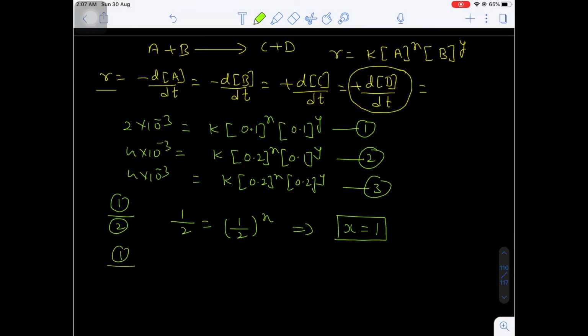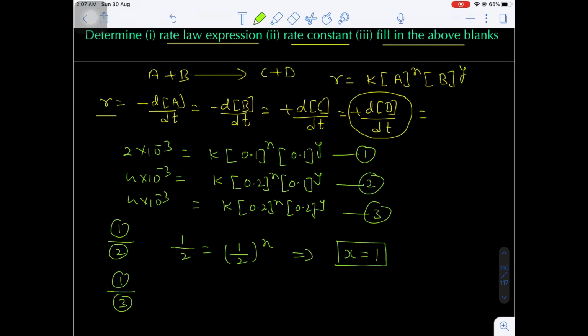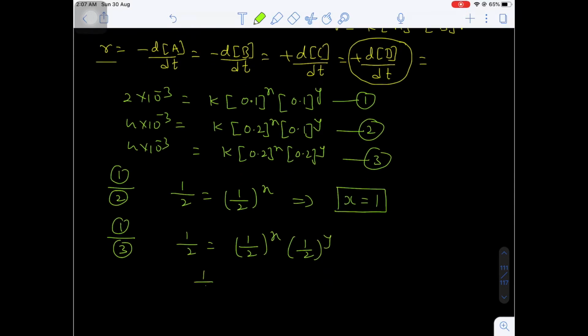Similarly, what I am doing, 1 divided by 3. Equation 1 left side 2 into 10 to the power minus 3. Equation 3, 4 into 10 to the power minus 3. So again you will get 1 by 2. On the right side K gets cancelled. 1 by 2 to the power x is present, and 1 by 2 to the power y is also present. Here 1 by 2 to the power 1 equal to 1 by 2 to the power of x plus y. So bases are equal, powers must be equal. So x plus y equal to 1. So this is the equation number 2.